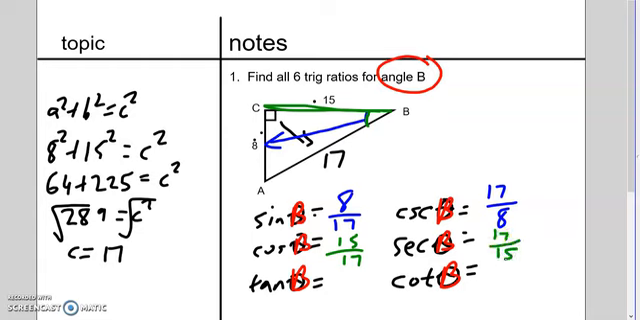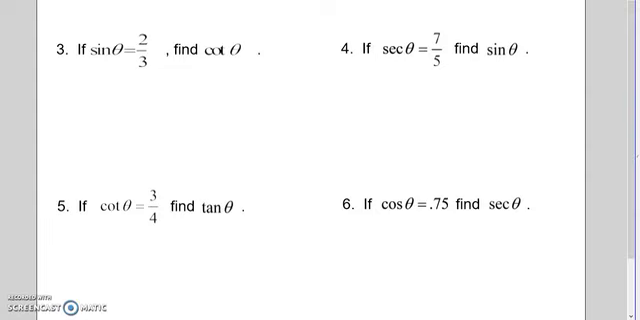I just flip those. The tangent then is the opposite over adjacent, so that is 8 over 15, opposite over adjacent. Then the cotangent is the reciprocal of that, which is 15 over 8. And that's it. I'm done with the ratios. So let's take a look at some problems now.